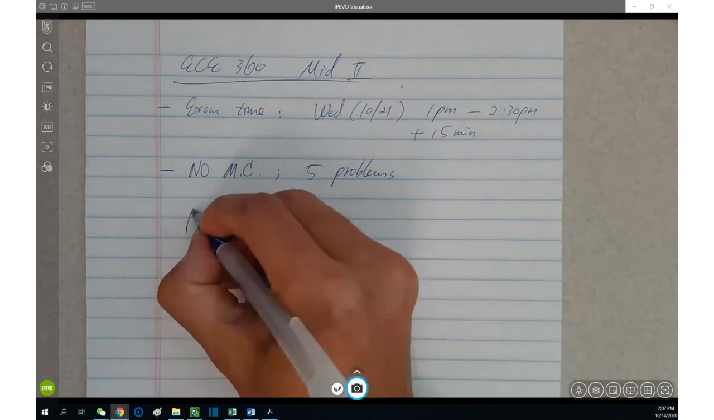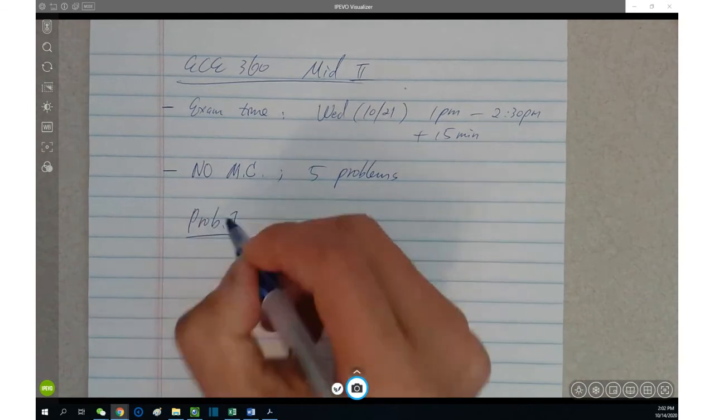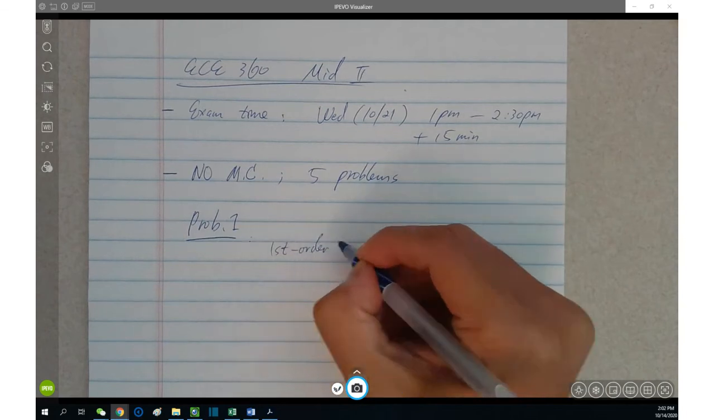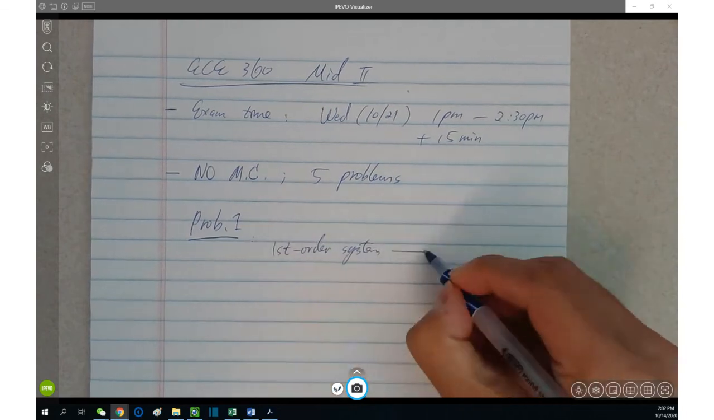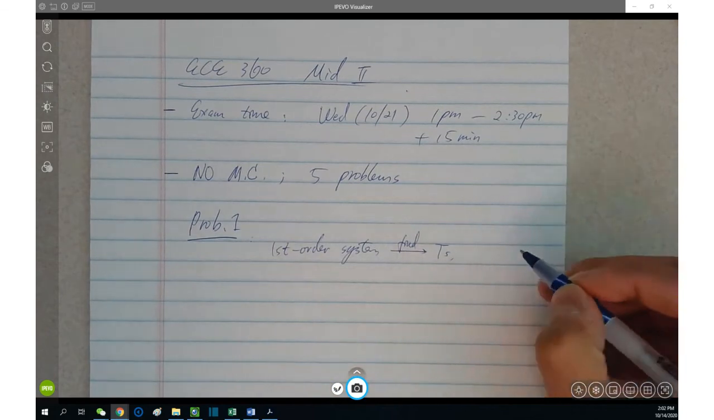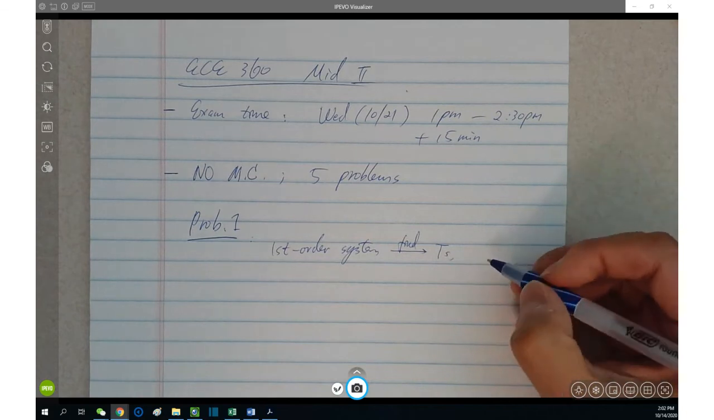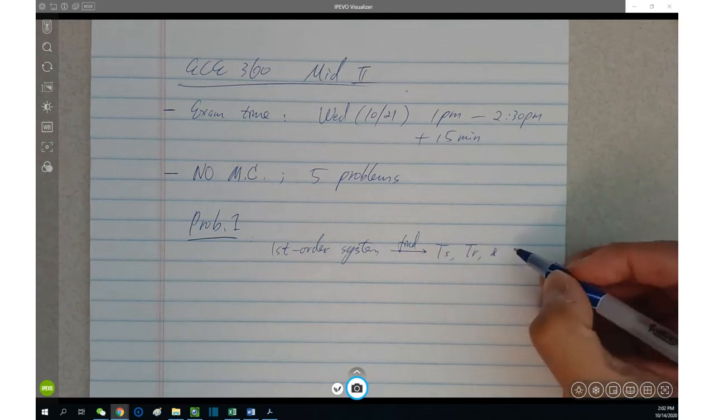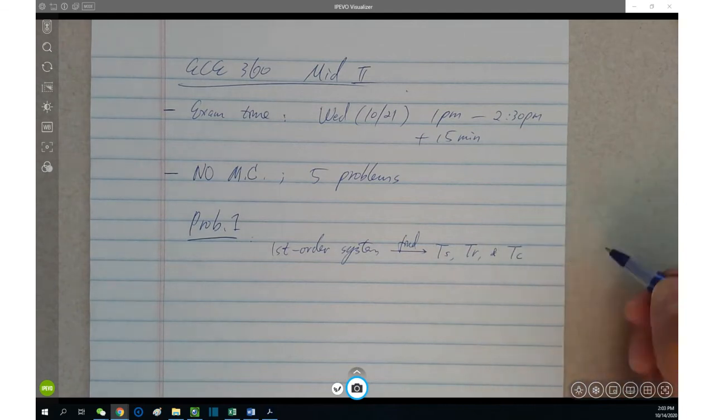Now, problem 1 is a first order system, and you need to find the settling time, rising time, and the TC. What is TC? Anyone still remember? Time constant. Time constant, very good. And thank you, Lucas, for the compliment.